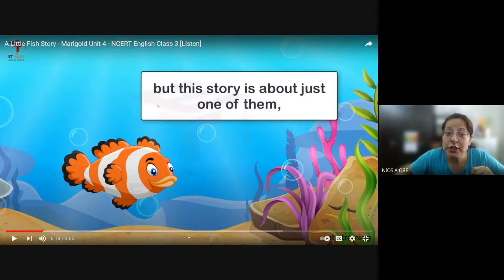But this story is about just one of them. Aur aaj, today, we are going to read a story about one of them. Ek fish ki story hai ye. This is about one fish.